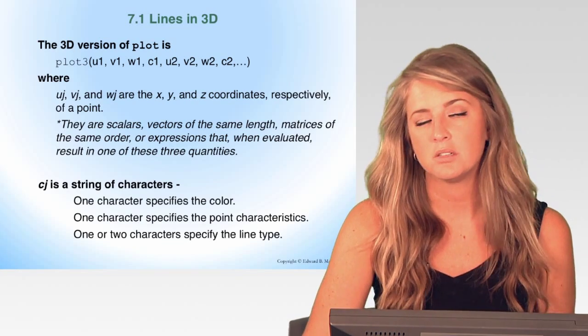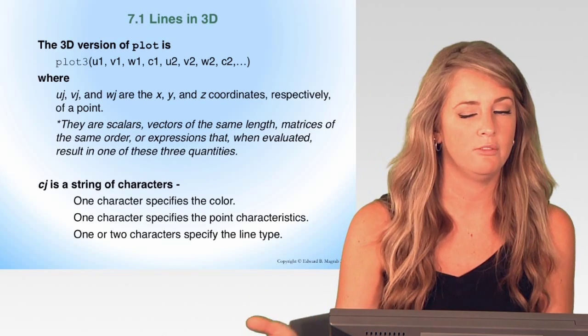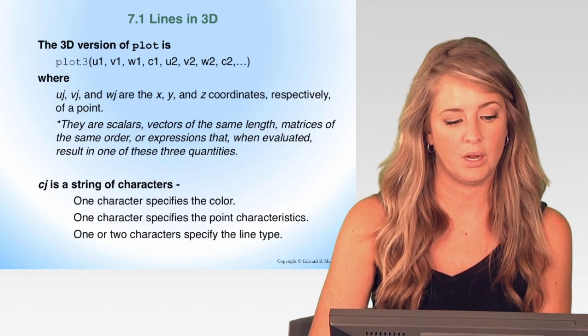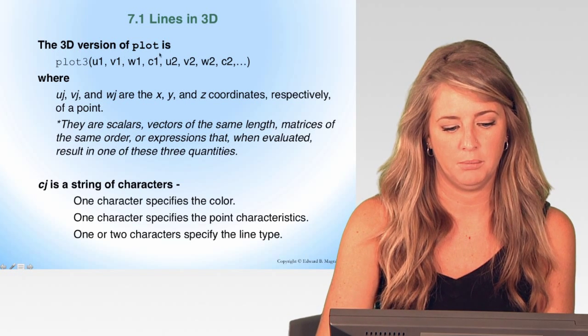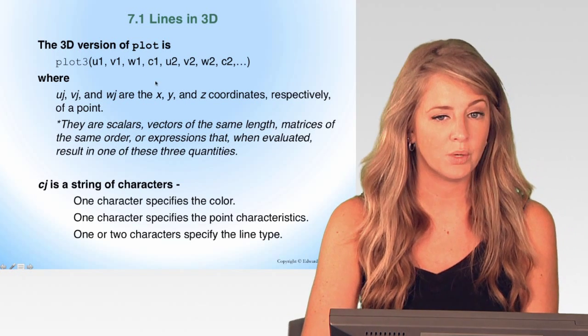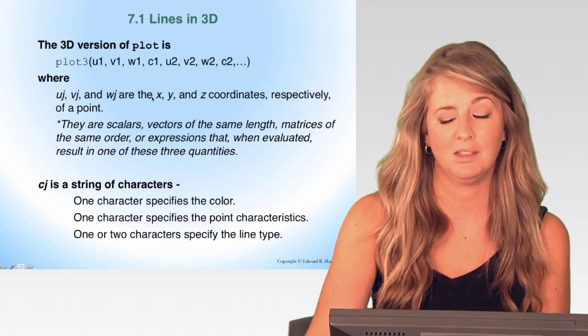They can be scalars, vectors of the same length, matrices of the same order, or expressions that when you evaluate them result in one of those 3 quantities. CJ, this input argument right here, is a string of characters that specify the color, the point type, and the line type.